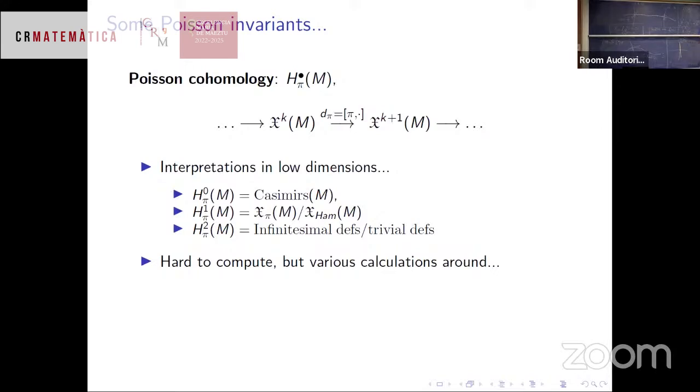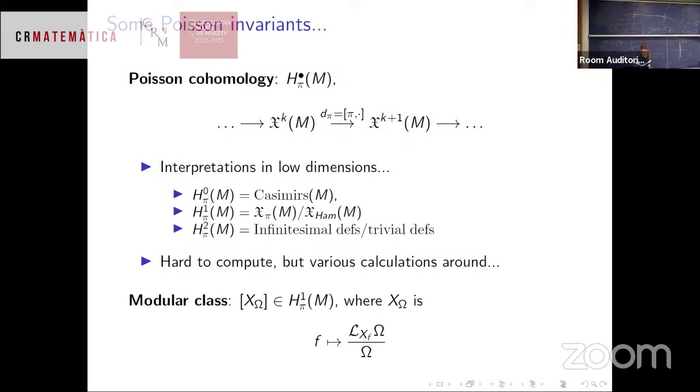Yes? The what? Yes. Well, yeah. Right. That's right. That in the symplectic case is an isomorphism. Yeah, that's exactly the point. Yeah.